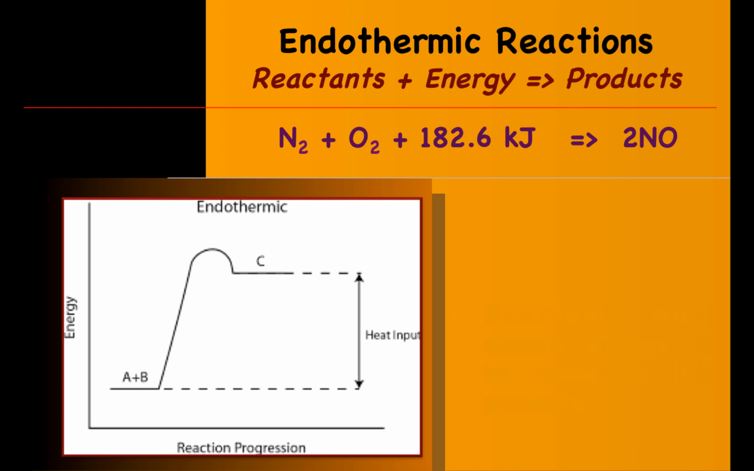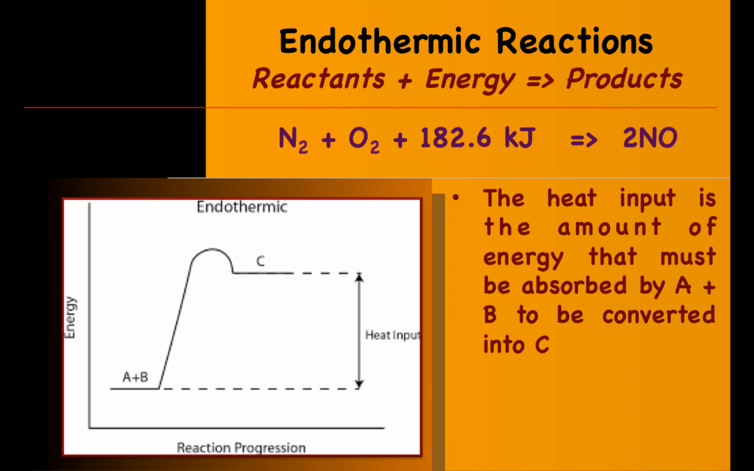Let's consider this specific equation. Nitrogen plus oxygen plus 182.6 kilojoules produces 2 moles of nitrogen monoxide. This is an endothermic reaction. The heat input is the amount of energy that must be absorbed by the nitrogen and oxygen, or in the diagram called A plus B, in order to be converted into C, or nitrogen monoxide.